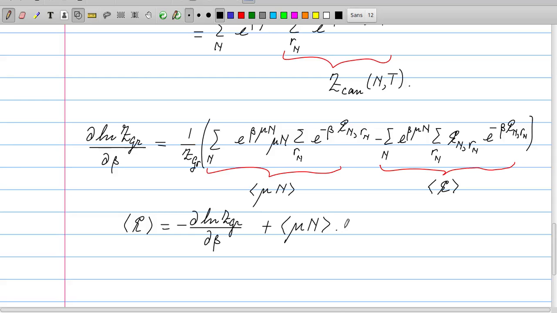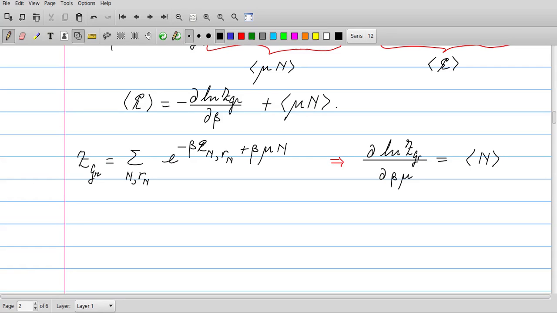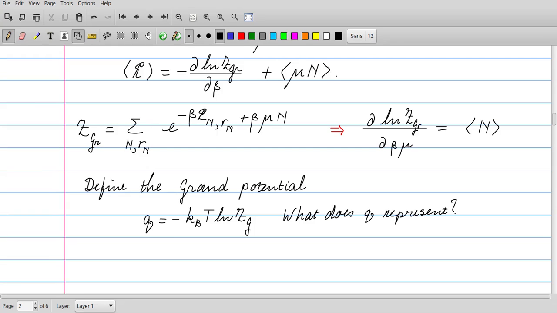So this is how we can calculate the energy from the grand partition function, provided we know what the expectation value of n is, and that is easy to find. Recalling the definition of the grand canonical partition function here, we immediately see that the derivative of the logarithm of that partition function with respect to beta mu gives me the expectation value of n, and that expectation value can be plugged in there in order to find the energy.